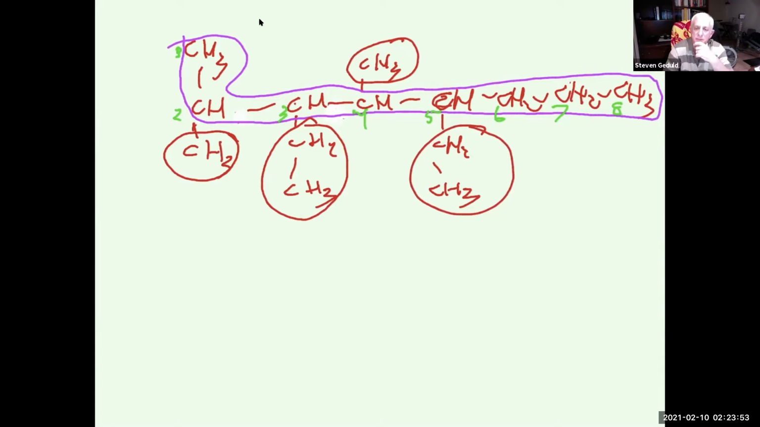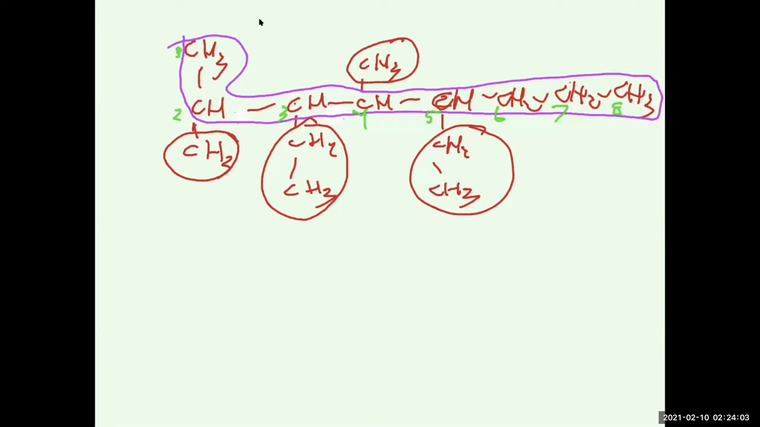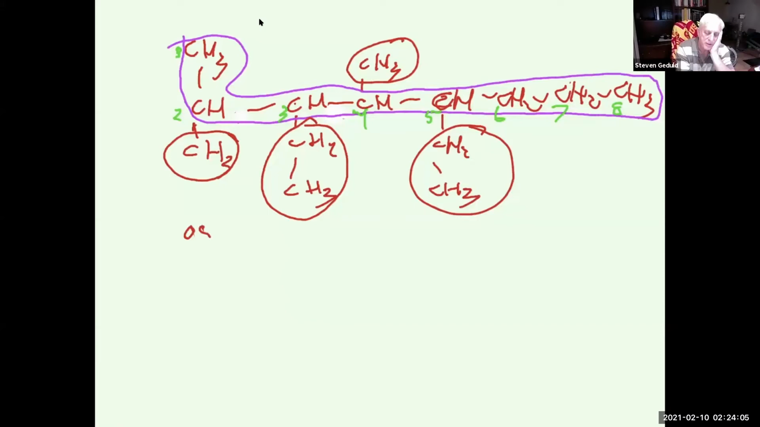So far, so good? Okay, so what are the groups? Let's name that. What's the chain? What's an 8 carbon chain, all single bonds? Octane. Oct means 8. A-N-E is all single bonds.